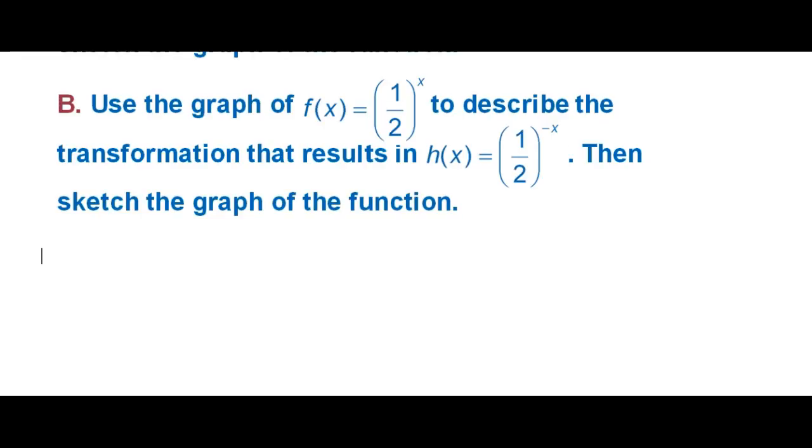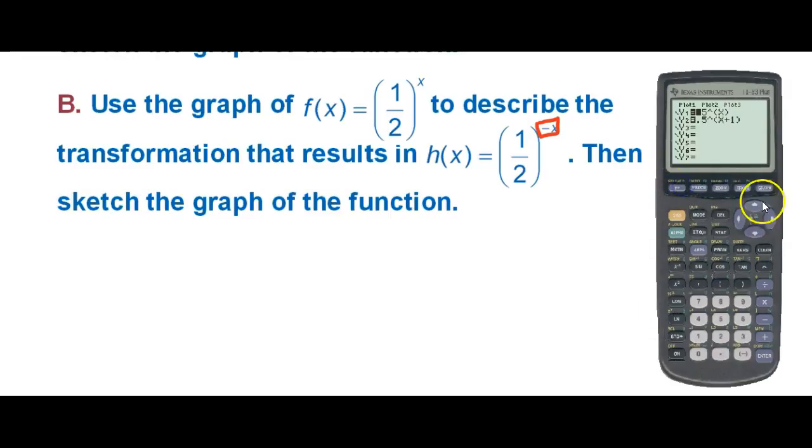Now if you look at this function, h of x, we're taking our original function 1/2 to the x power, and since the negative is on the inside of the function, it's going to flip it across the y-axis, or horizontally. So if we take a look at the graph, let's get rid of our previous function. We'll put 0.5 to the negative x power and go ahead and graph it.